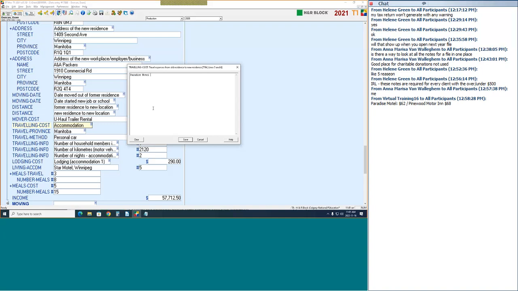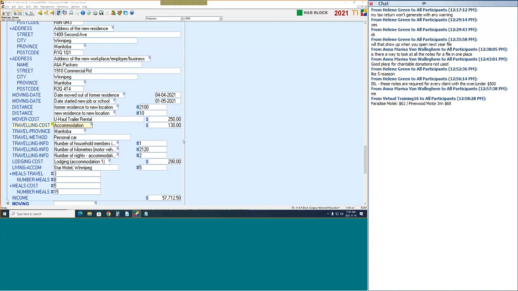So Paradise Motel 62 plus Pinewood Motor Inn 68 equals 130. I do that because in the old days, the save button was here, and then they moved it over here, and then I get confused. All right, so now if I have to go back to this file and I want to know why I got $130, where did it come from? I have my note, and the computer did the math for me.